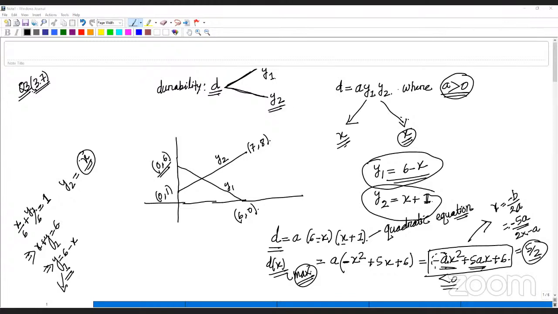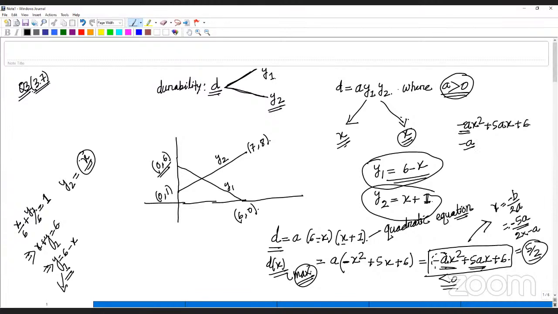So my question is, when do you say that the parabola is open downward? When the coefficient of x square is negative. When the coefficient of x square is negative. So in this equation, it is open downwards, sir. It is open downwards. Yes, correct. So what is the coefficient of x square here? This is minus a.